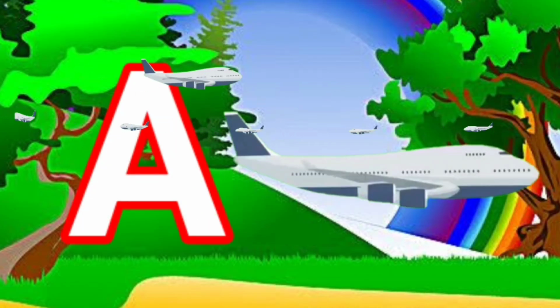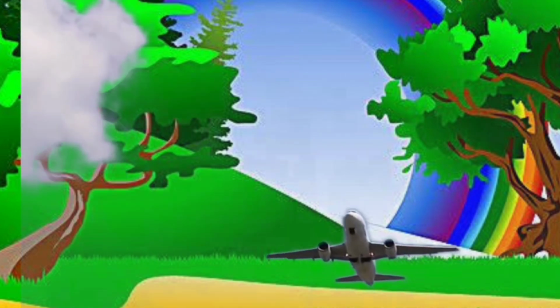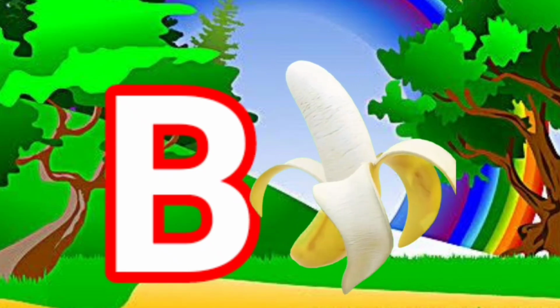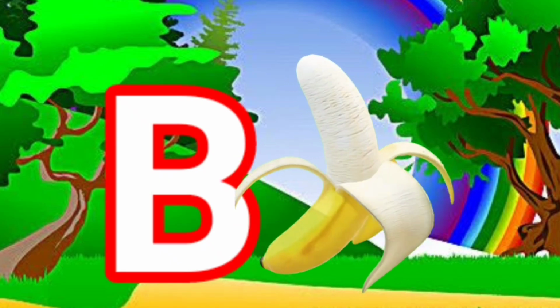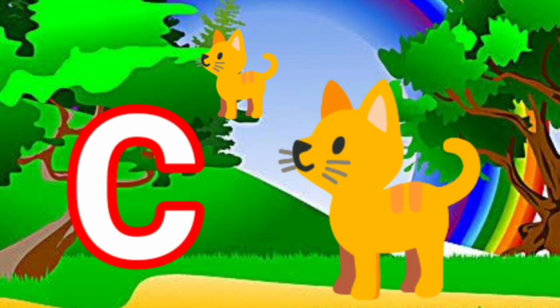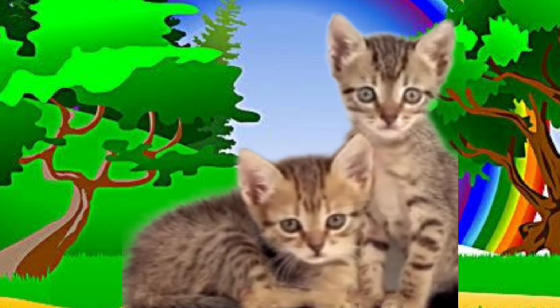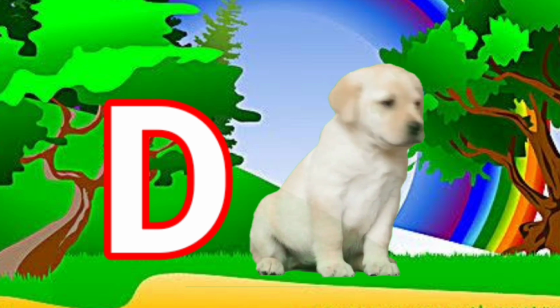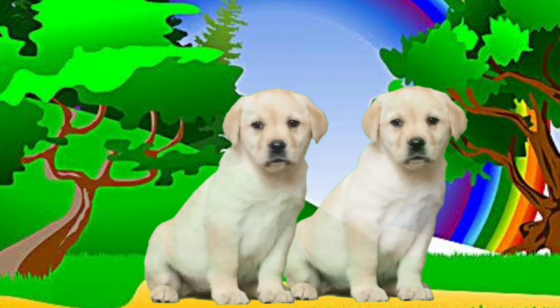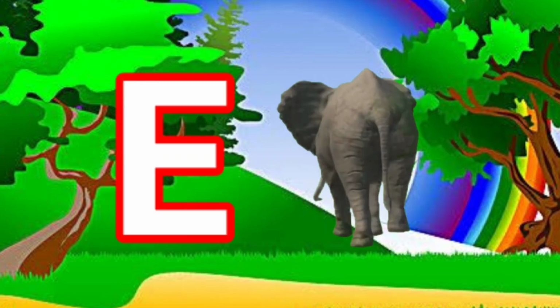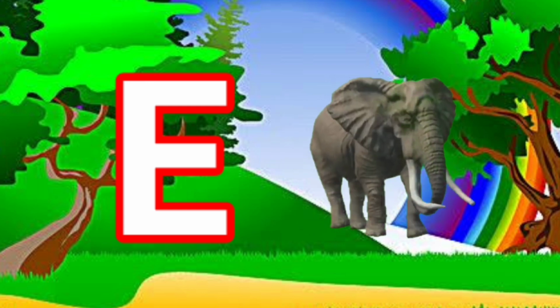A for aeroplane. B for banana. C for cat. D for dog. E for elephant.